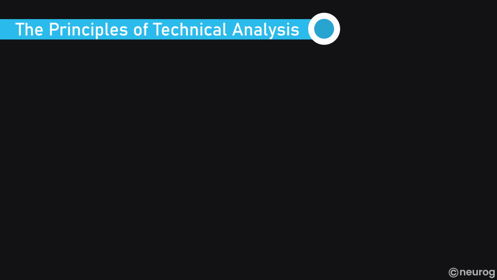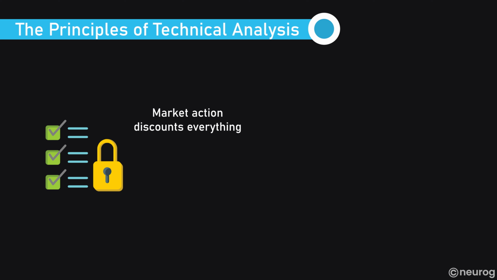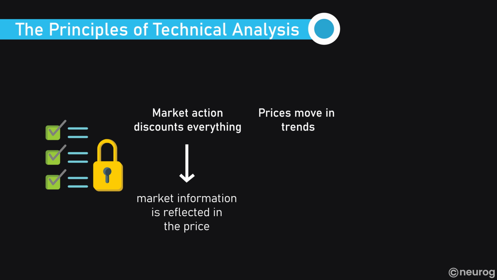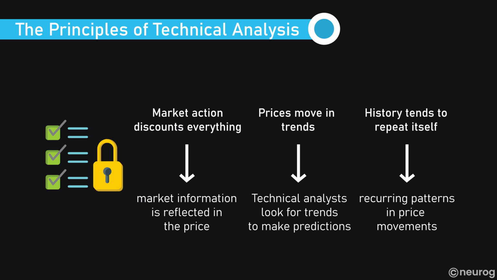At the heart of technical analysis are three core principles. First, market action discounts everything. This means that all known market information is reflected in the price. Second, prices move in trends. Technical analysts look for trends to make predictions. And third, history tends to repeat itself. Market psychology influences traders, often leading to recurring patterns in price movements.